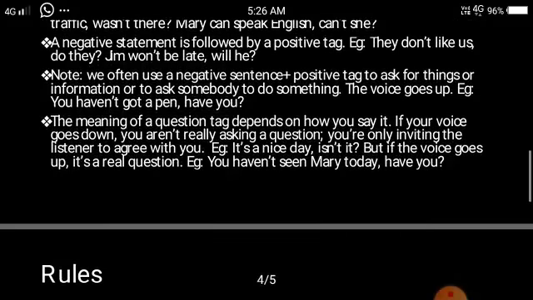Again, the meaning of the question tag depends on how you say it. If your voice goes down, you are not really asking a question, but you are asking the listener to agree with you. For example, it is a nice day, isn't it? But if you're really asking a question, then your voice goes up. You haven't seen Mary today, have you? Look at the difference. In the first statement, it is a nice day, isn't it? So you're asking the listener to agree with you and he says, yes, it is a nice day.